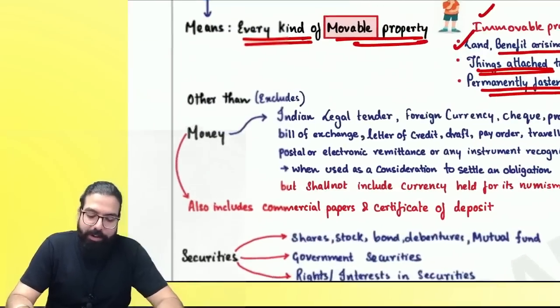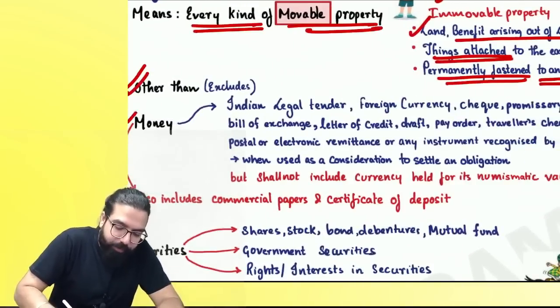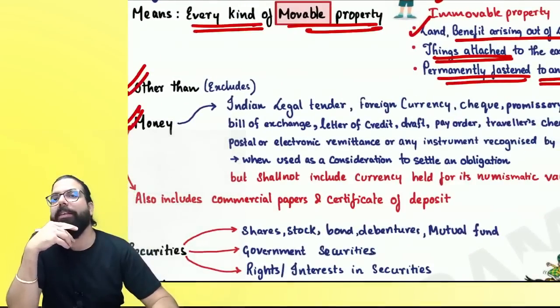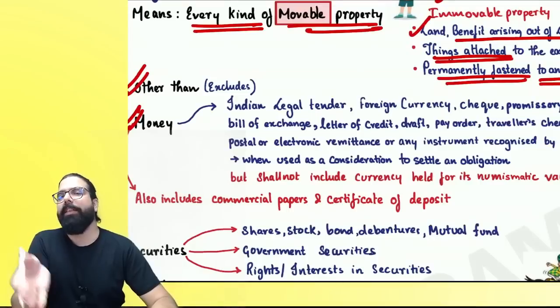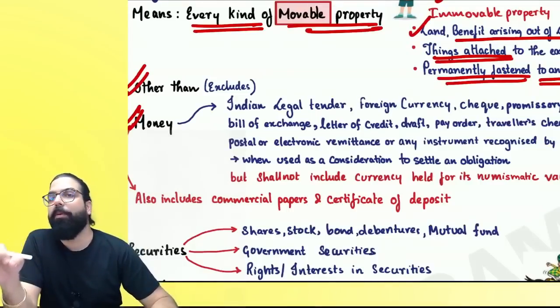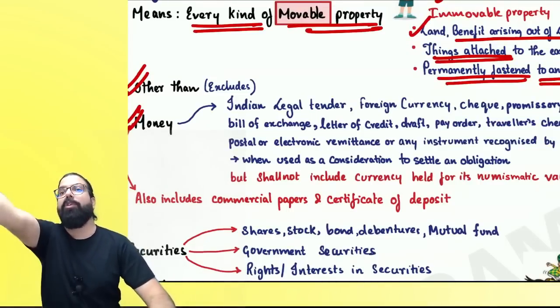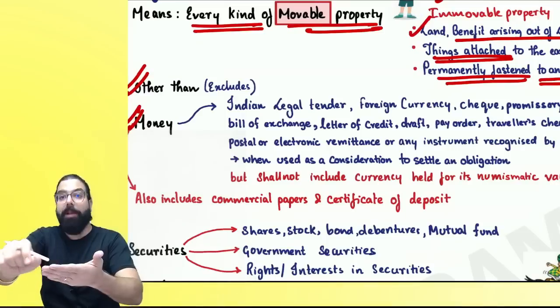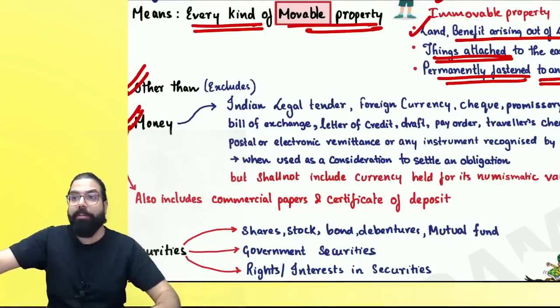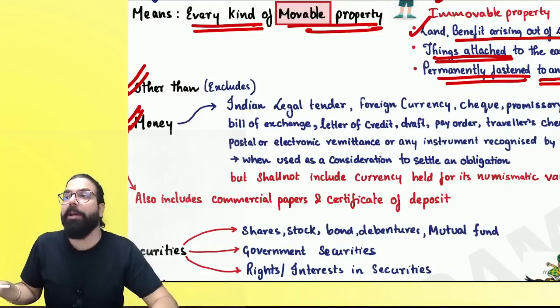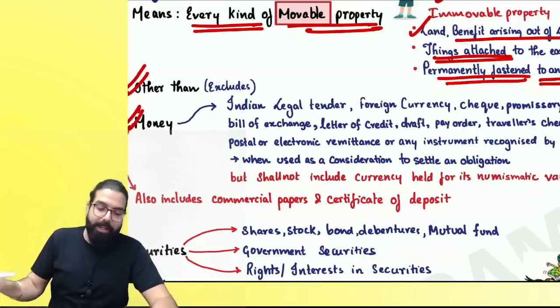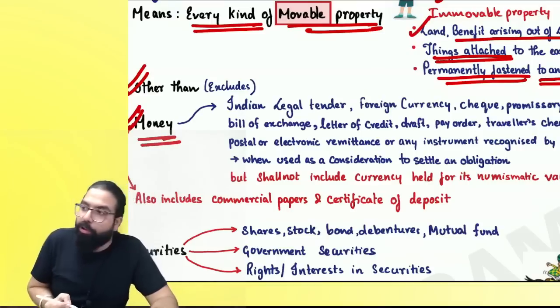Goods means every kind of movable property other than money. They told everything which is movable, then they told money. Always remember one thing. Just imagine you are giving 100 rupees to one shopkeeper and telling him to make a bill. Money is also goods. Are you guys able to understand? Hence they excluded money from the definition of goods and told money is not goods.